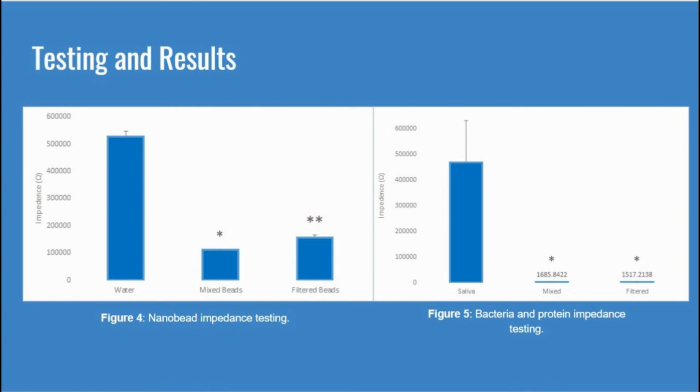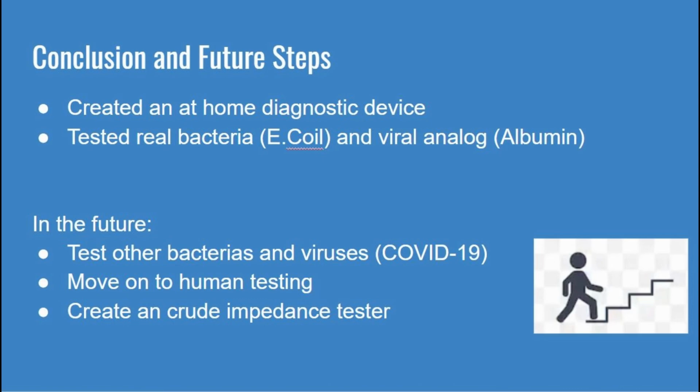We created an at-home diagnostic device that can detect a virus from human saliva. And we tested this with the real bacteria and viral analog. In the future, we plan on doing other tests with other bacteria and viruses. We hope to now get statistically significant data on the bacteria and virus. And later on, we'll move to human testing and create our own crude impedance tester.